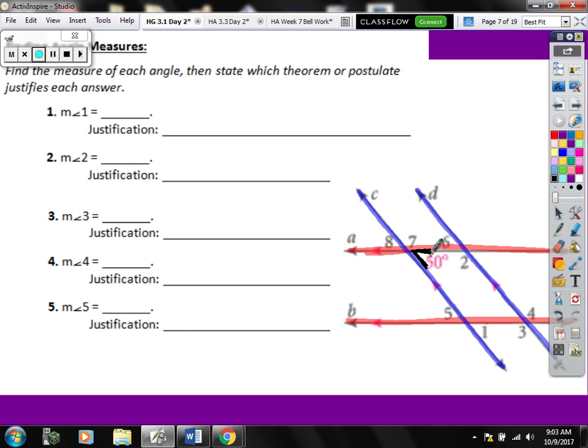Others of you will go as the questions ask you, so you don't have to find anything you don't want to. How would this angle be related to angle 1? What type are they? Joseph? These are corresponding angles, and we know corresponding angles have to be congruent when the lines are parallel. So if this one's 50, this is also 50. And you're either going to put if lines parallel, corresponding angles congruent, or you're going to put the corresponding angles postulate.